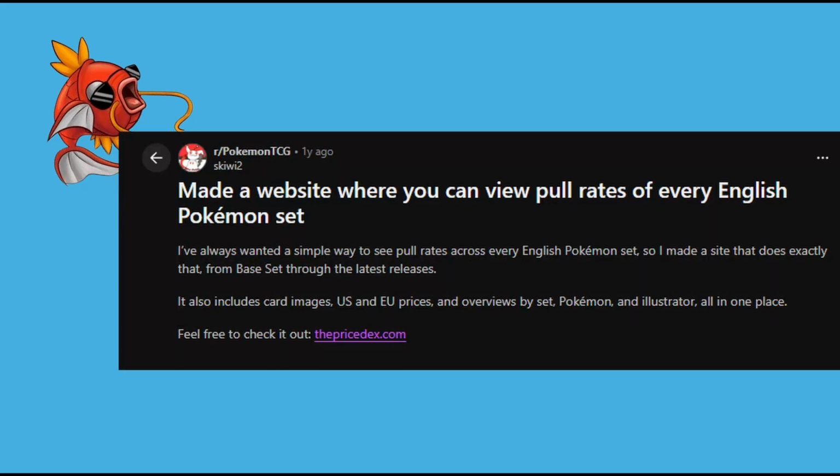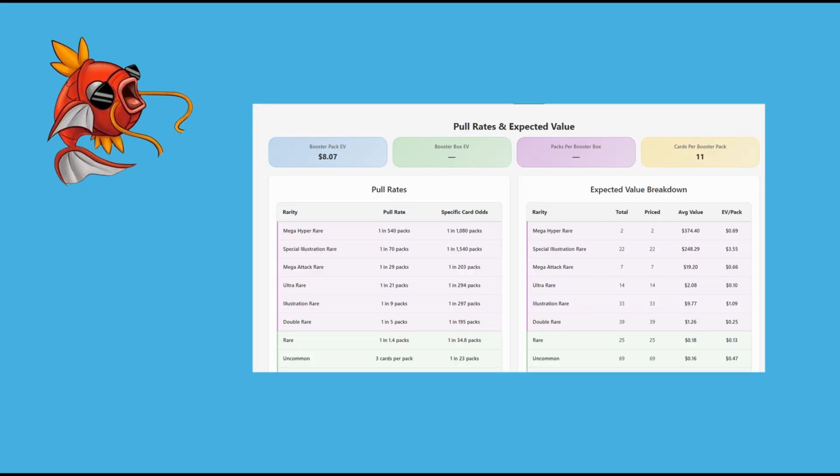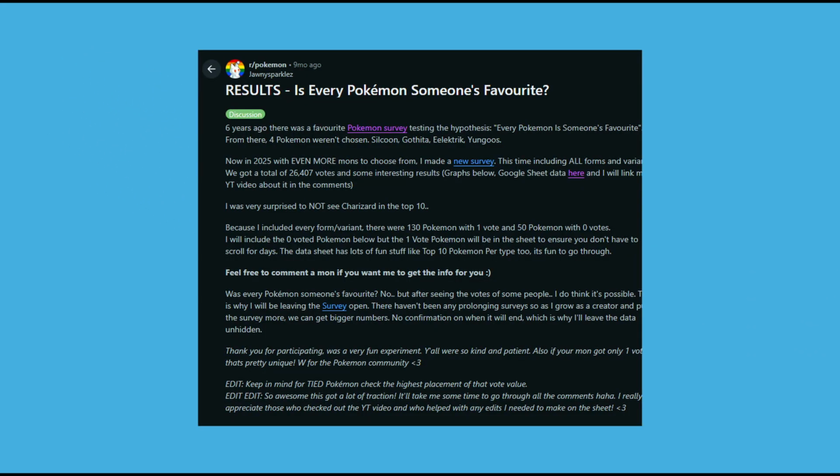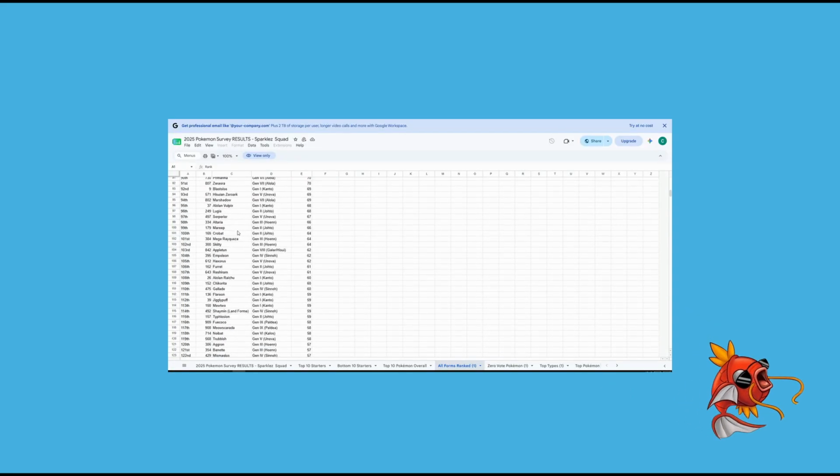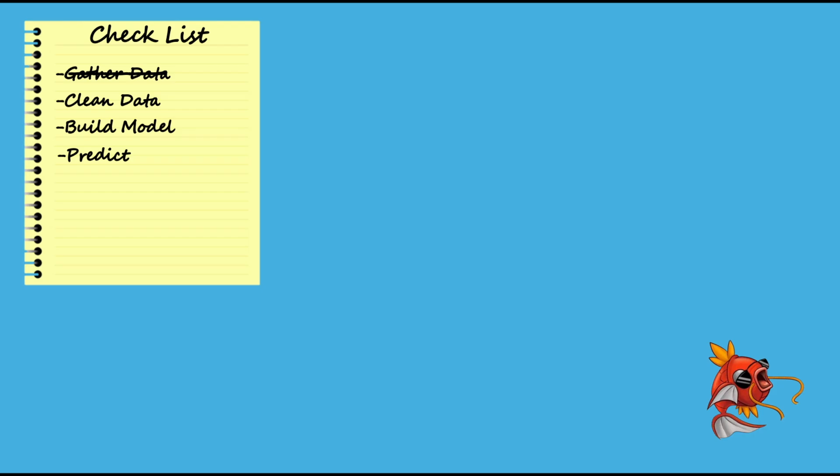To get the pull rates for each set, I found this Reddit post with the website that this person made. So I was able to get all the info like this. And for the popularity rankings, I was also able to find a Reddit post where people surveyed thousands of people for their favorite Pokemon in 2025. That's step 1 complete. Let's scratch that off.